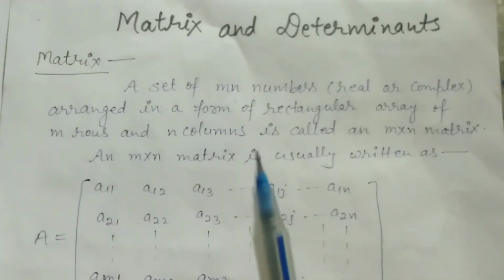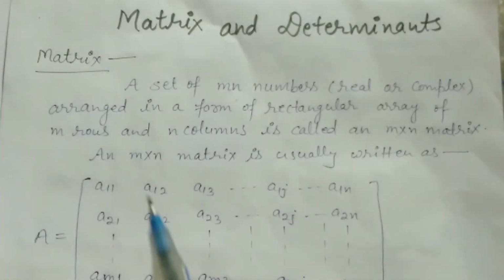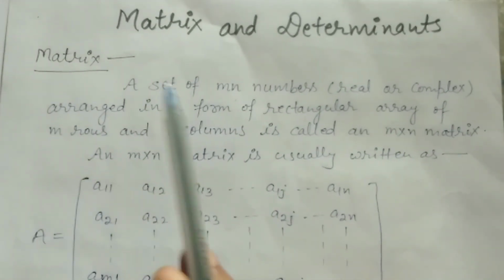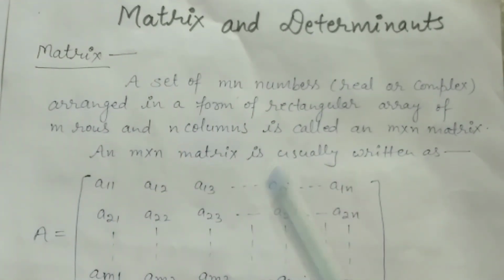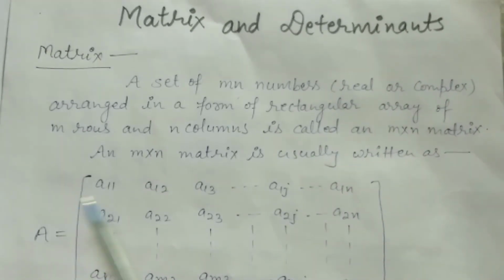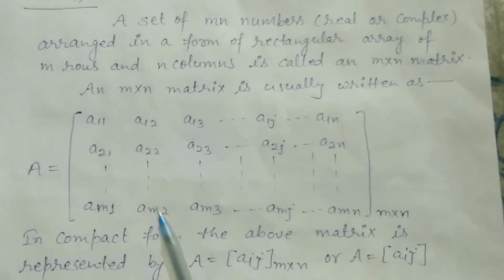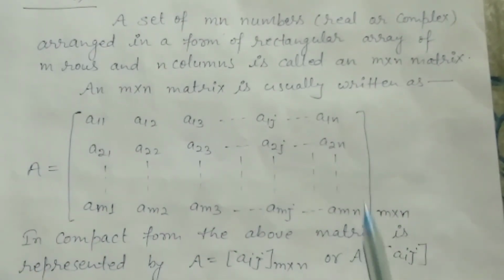A set of mn numbers, real or complex, arranged in the form of a rectangular array of m rows and n columns is called an m by n matrix, and this matrix is usually written in this form. Okay, this is the matrix of m by n.